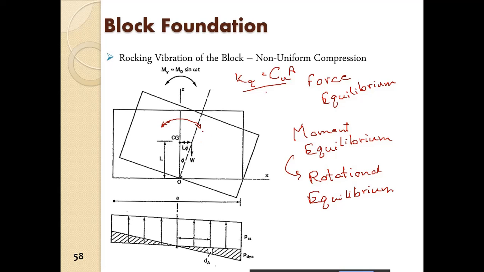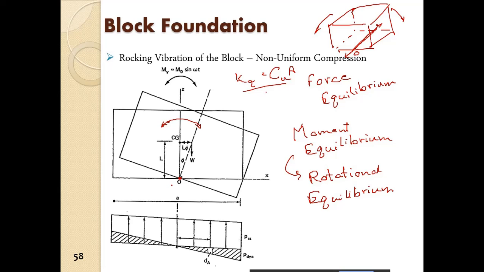So the mass rotates about the point O. Point O means the axis about O. So we have this block, and we have an axis at O. So this is O, and we have this axis, the y axis. So it rotates about this entire axis, the axis at O.